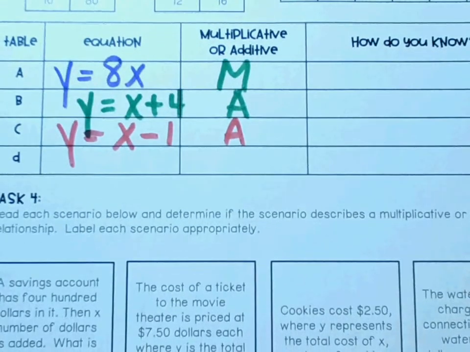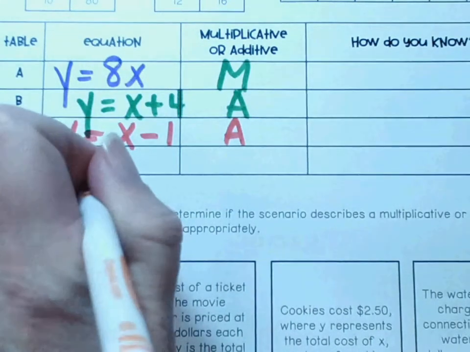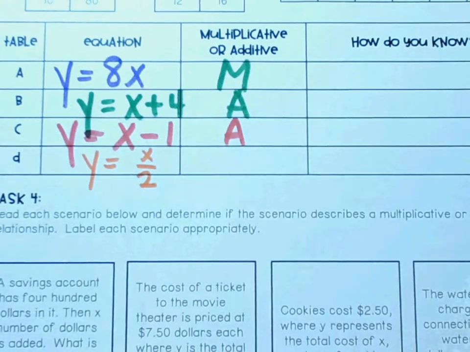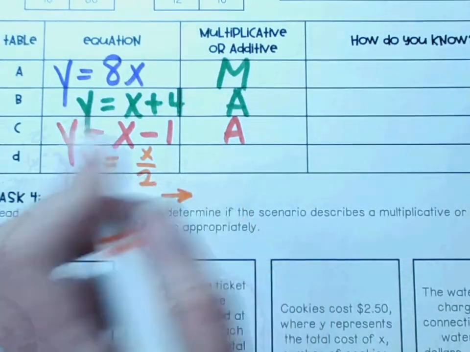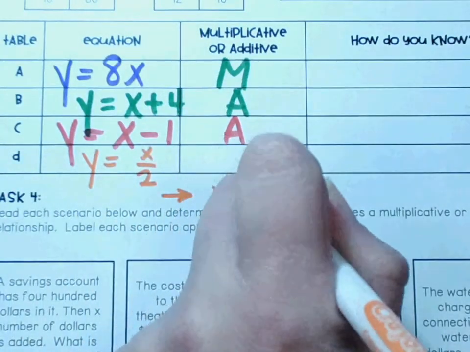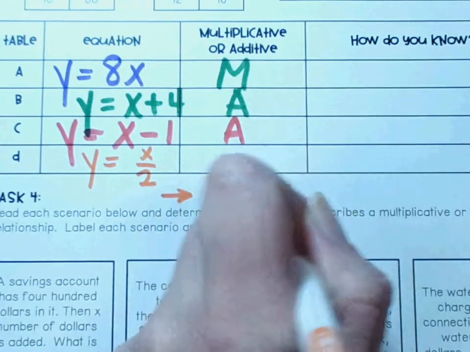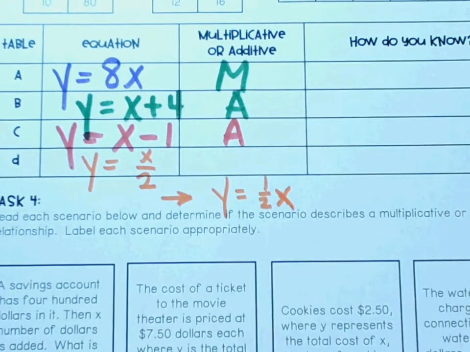So my equation can look 2 different ways. Check this out. Y is x divided by 2. Remember to show your division like that. Also, it could be y is 1/2 times x. 1/2 of x is y. Cool, huh? Is that multiplicative or additive?